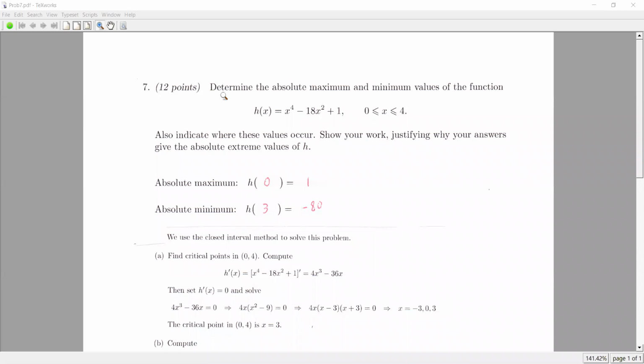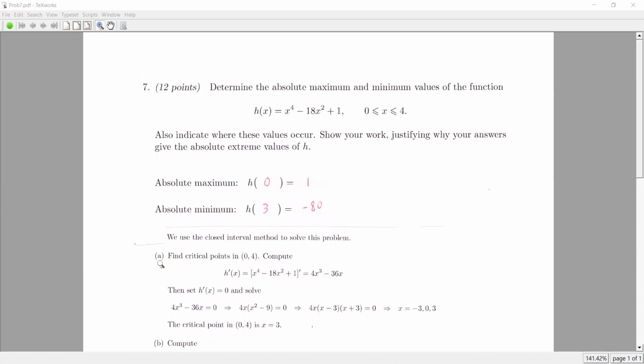Problem 7. Determine the absolute maximum and minimum values of the function h over this interval. Also indicate where these values occur. Show your work justifying why your answers give the absolute extreme values of function h. Because the interval is a closed interval, we use the closed interval method to solve this problem.